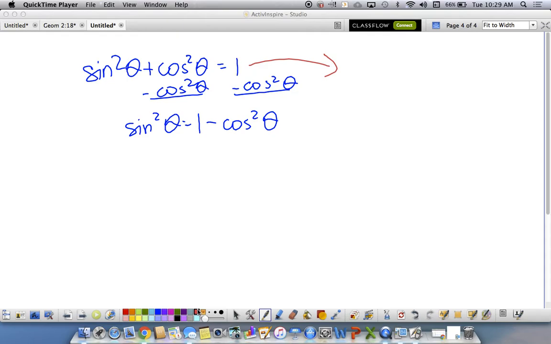If we want cosine by itself... okay, so if I just want cosine squared by itself, what's left? What did I do? I subtracted sine squared from both sides. Okay, so then we have 1 minus sine squared equals cosine squared.